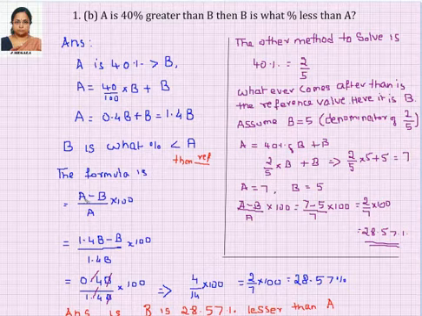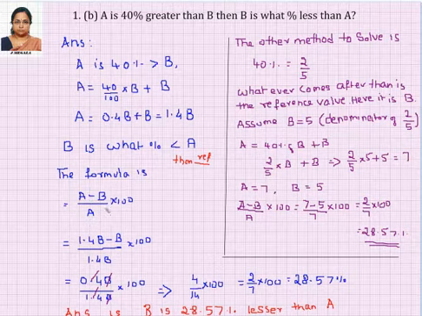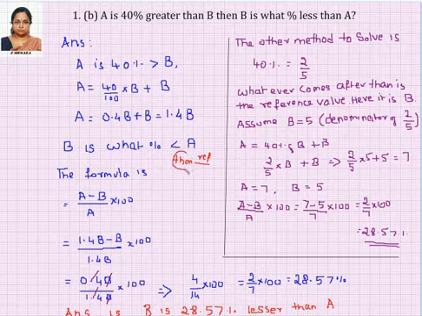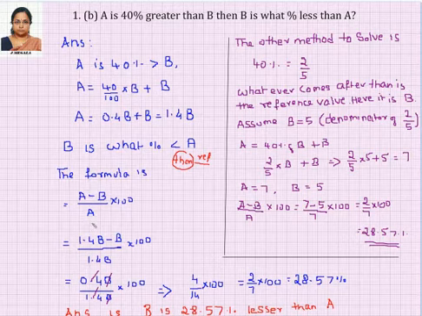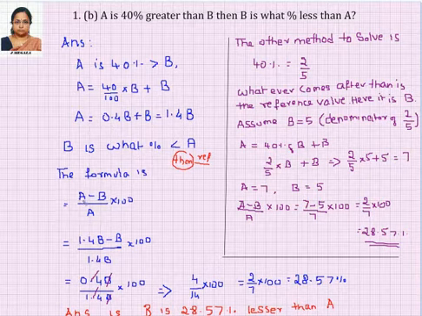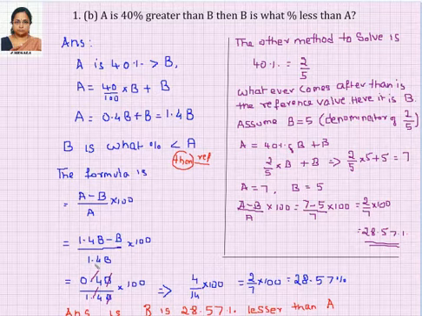You have to take the difference of the two in the numerator divided by the reference value, and the reference is nothing but whatever comes after "than". This is a trigger word. Whatever comes after "than" is going to be your reference value, so that comes in the denominator. So A will come in the denominator. Now you have A equal to 1.4B. So replace A equal to 1.4B and keep B as such, divided by A equal to 1.4B. When you solve this, you get 2 by 7, which is nothing but 28.57.